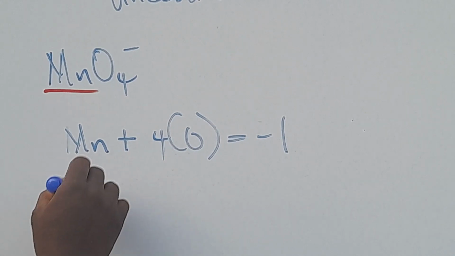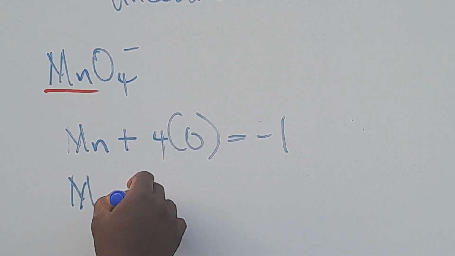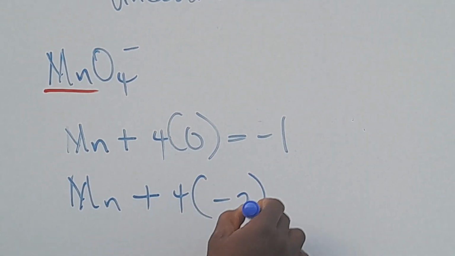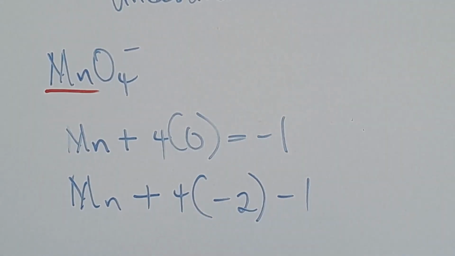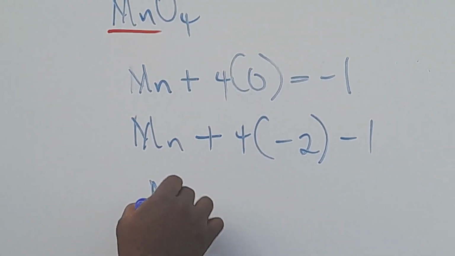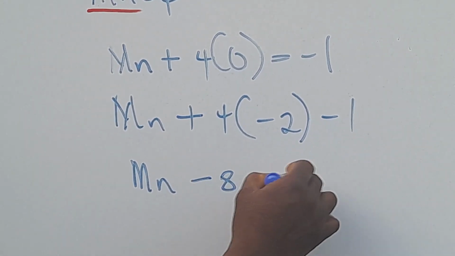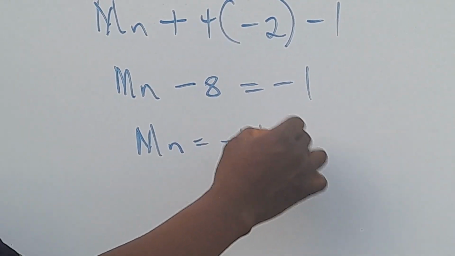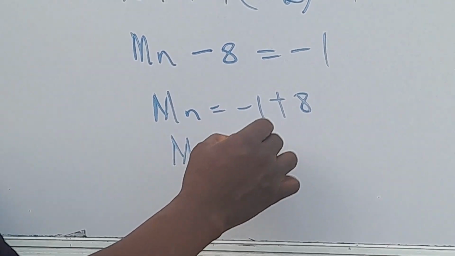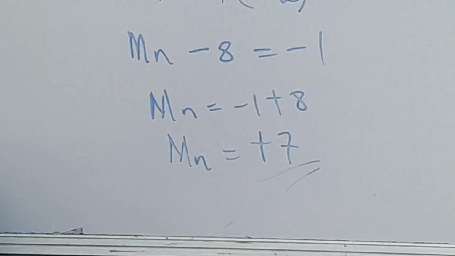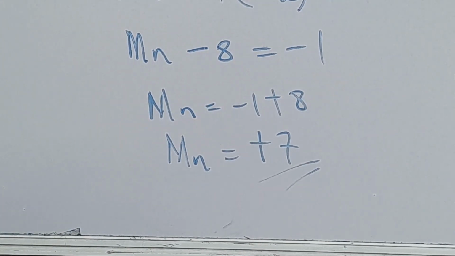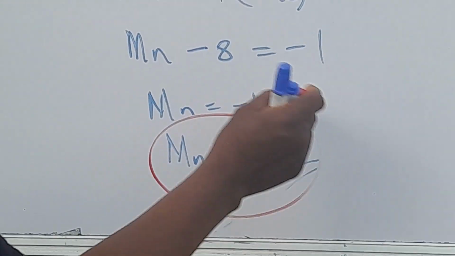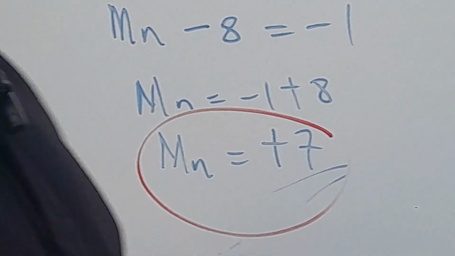So Mn plus 4 times minus 2, remember, equals minus 1. Remember, I just determined the oxidation state of oxygen. So Mn minus 8 equals minus 1. Collect the like terms. Mn equals minus 1 plus 8. Mn equals plus 7. The oxidation state of manganese in this compound equals 7. Did you get it? We are making progress, right?